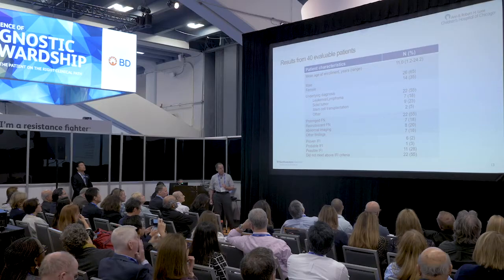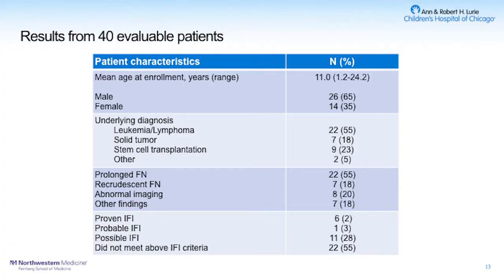So we had 40 patients that we enrolled in this study, and they ranged in age from 1 to 24 with a mean age of 11. There was a male predominance, so about 65% of the patients were male. And their underlying diagnosis, as is expected in the pediatric setting, was largely hematologic cancers. So more than half of patients had either leukemia or lymphoma. But there were a scattered amount of patients who had other underlying diagnoses that put them at risk for invasive fungal infection.